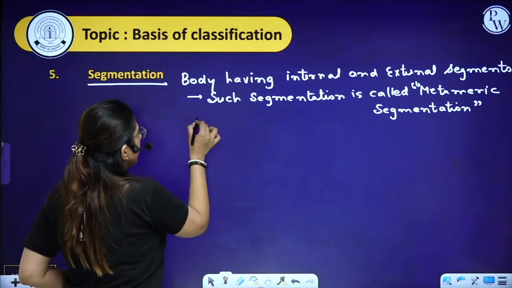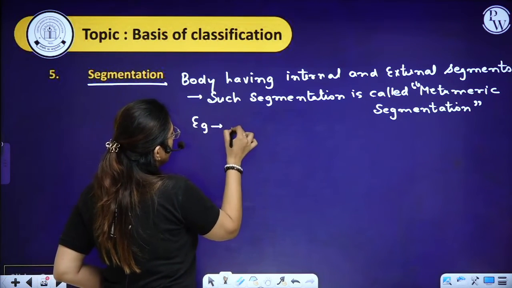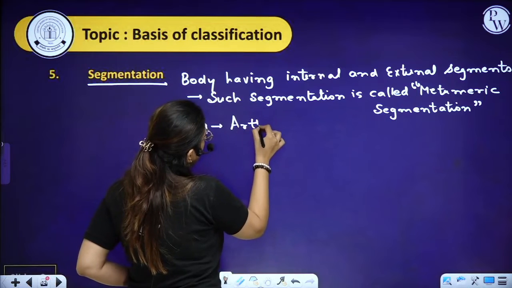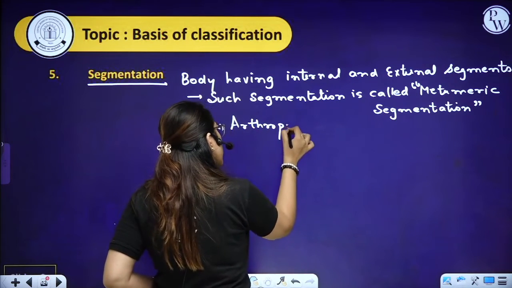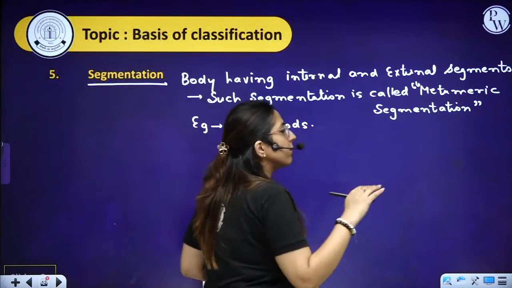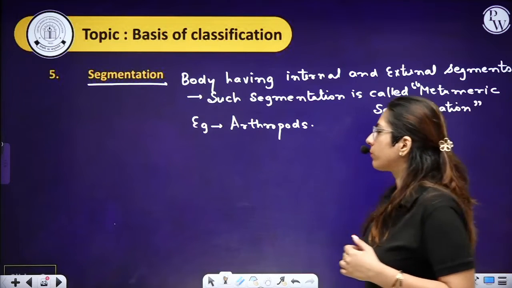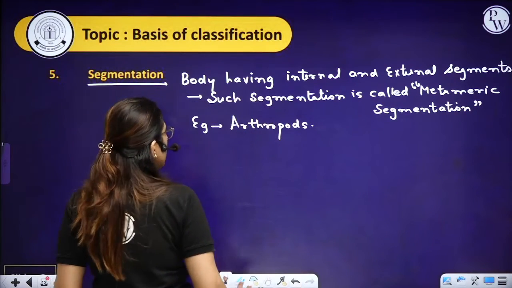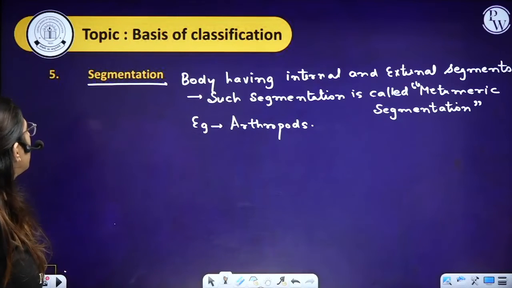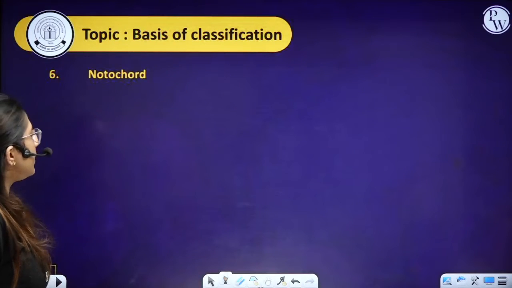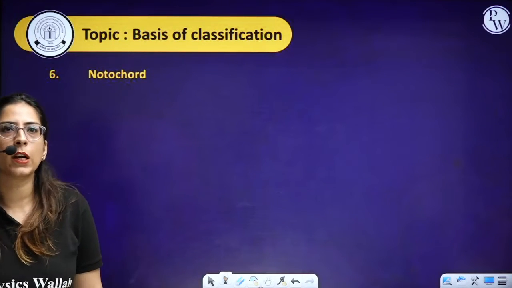In this, the example we have is arthropods. Arthropods. So in arthropods you will find that segments are present, and these segments are present one after another, so you can say a serial repetition is present. Clear? Arthropods. So will you remember this? Now let's talk about the next one.